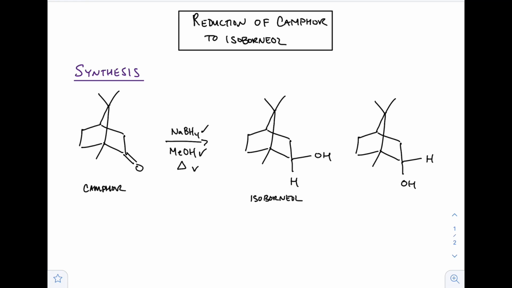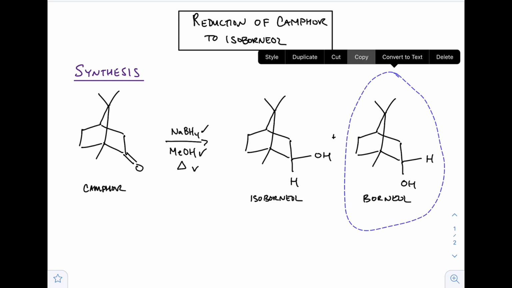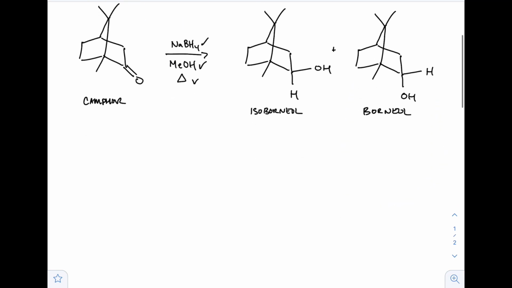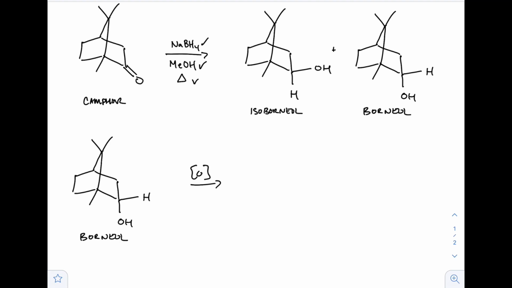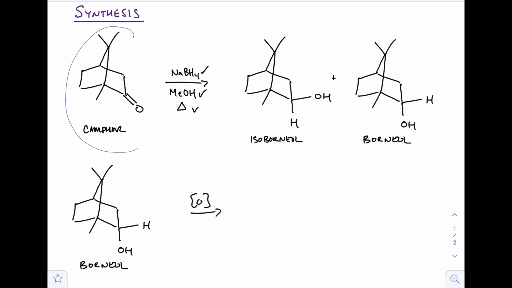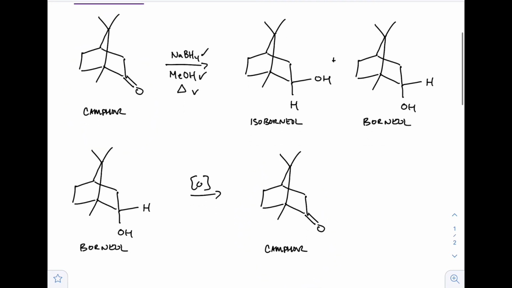Now notice the other isomer to its right has the OH in the down position. This is actually called borneol. Okay. Now in normal non-pandemic times, what we would do in our lab the first week is actually take borneol and then we would oxidize it to get our camphor product. Okay. And then we would take camphor and then we would reduce it to isoborneol.